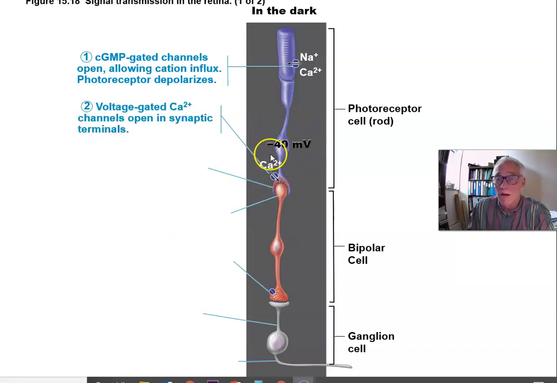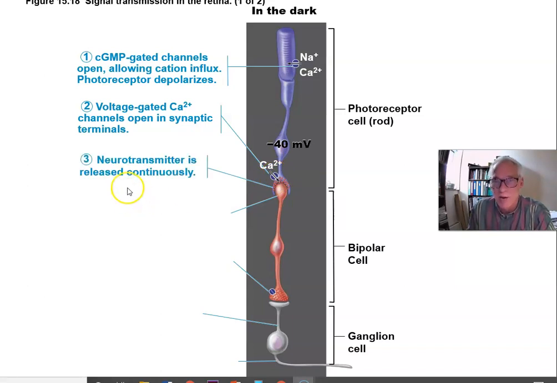So if it's depolarized, it's a type of neuron, essentially. Because it's depolarized, its terminals have open calcium channels, and it is exocytosing neurotransmitter all the time. Isn't that tiring to think about? All night long while you're lying in bed, these photoreceptors are dishing out neurotransmitter.